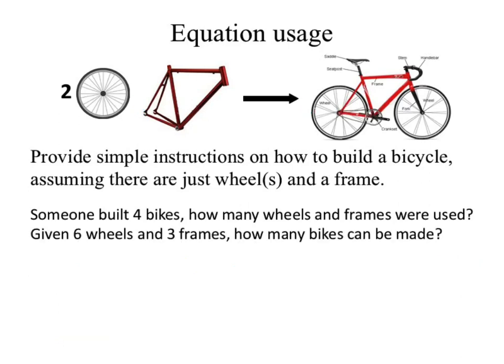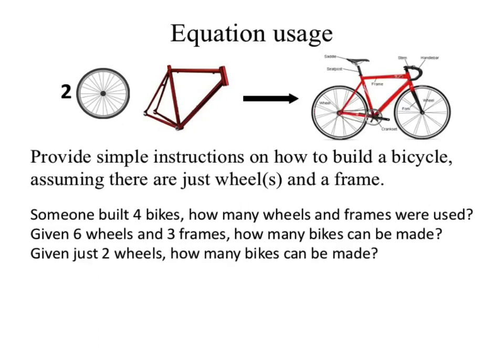Okay? 6 wheels and 3 frames. How many bikes can you make? 3. Wait, 6 wheels, you said? 6 wheels and 3 frames. I can only make 3. Okay? And if I did that, I would use up all of the parts. Okay, what you're doing is internalizing the 6 wheels, converting it into bikes would be 3 bikes. 3 frames would be 3 bikes. Those numbers are the same. 3 is my answer. What if I give you just 2 wheels?